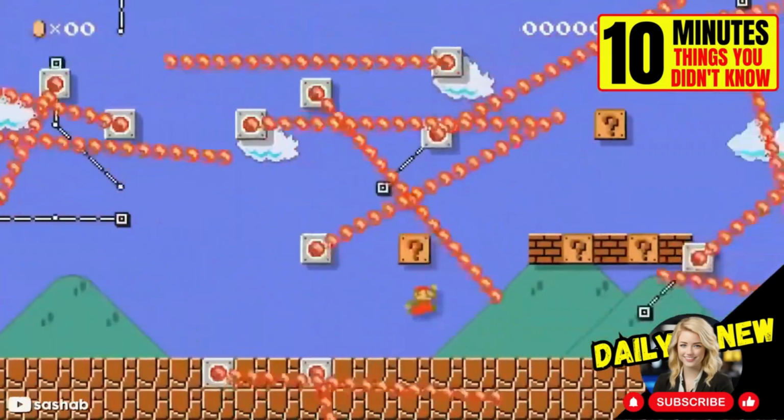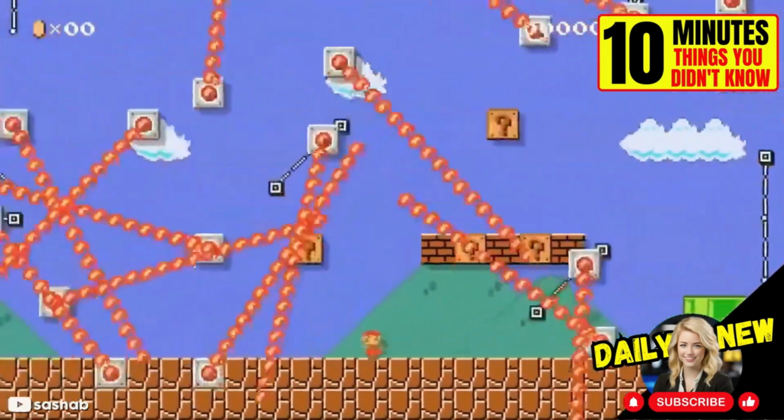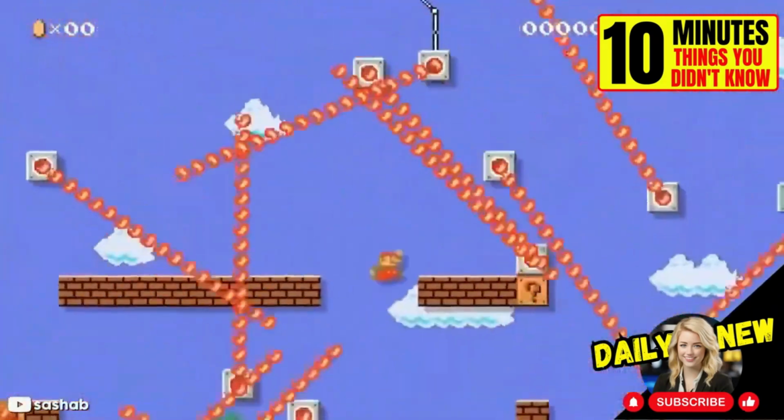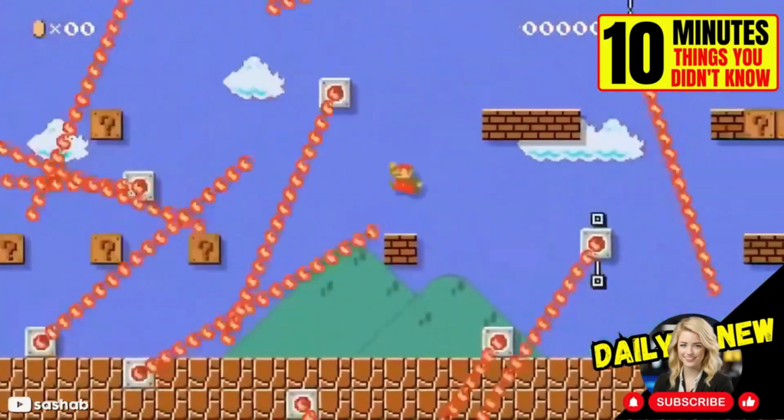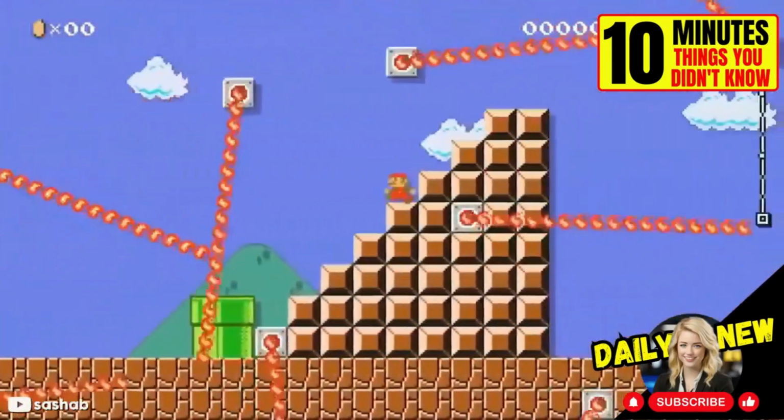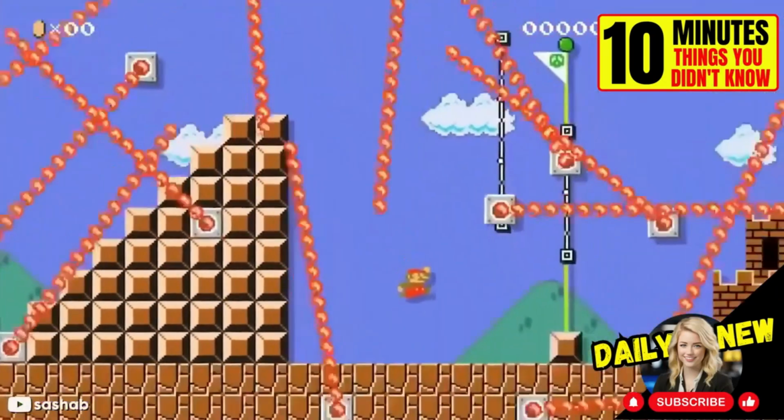This is the hardest Super Mario level in the world. It was created in the Super Mario Maker level editor. Only 6 people have passed it.